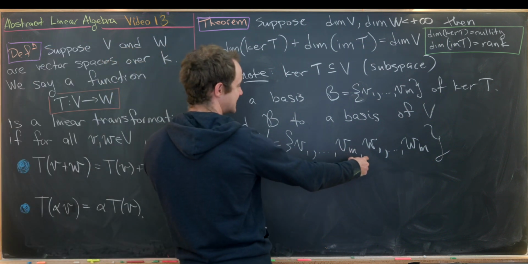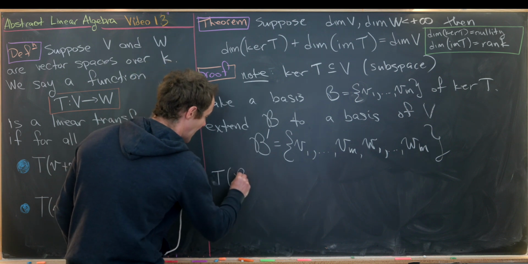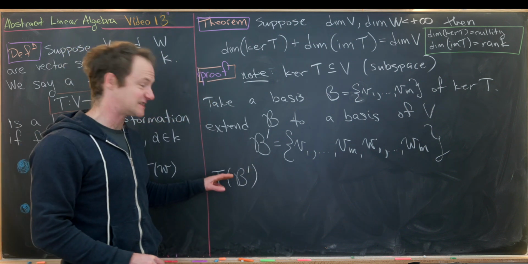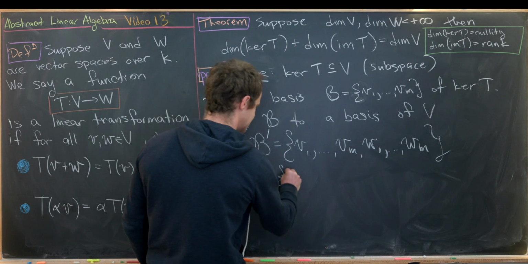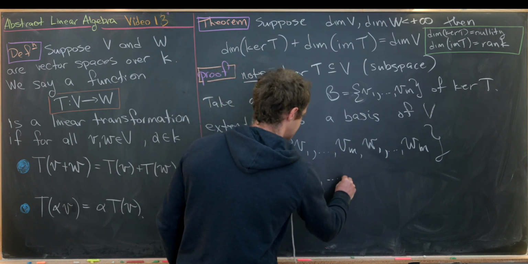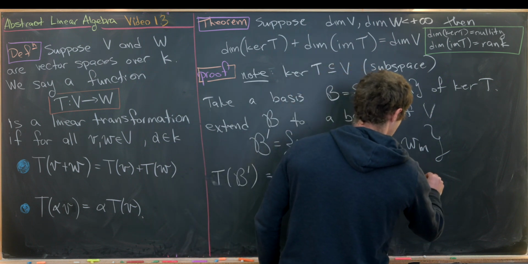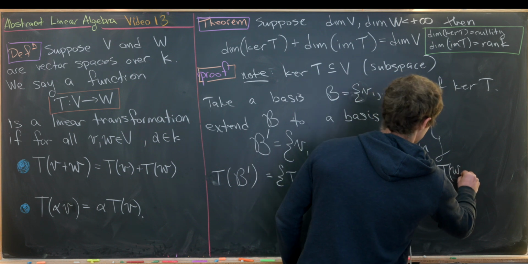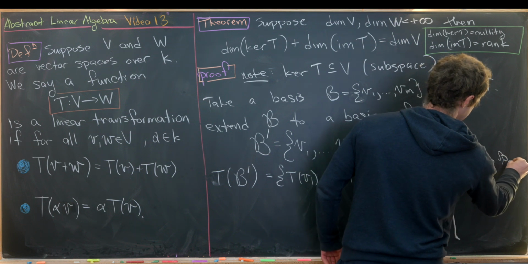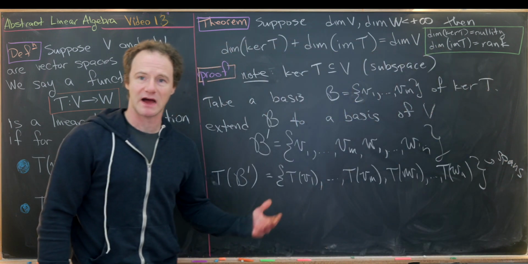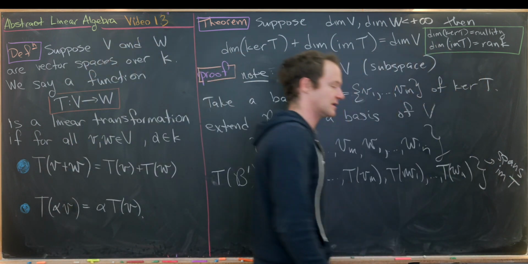But now since this is a basis of the entire vector space V, then if we take T and evaluate it at B prime, you'll get a spanning set for the image of T. So let's write what this is first. This is T(v1) up to T(vm), and then we have T(w1) up to T(wn), that should be. Great. So this spans, it doesn't span W, well, it might, but we don't know if it spans W. It definitely spans the image of T, though.